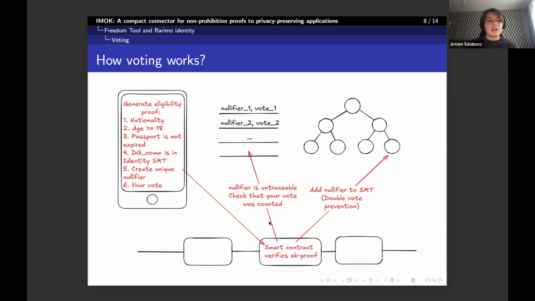Okay. Then that the passport is not expired, and the DG commitment is in the identity sparse Merkle tree, and we create a unique nullifier and our vote and send it to the blockchain, and then we add our nullifier and vote to the list, so we can check that our vote was counted, and the nullifier gives us an opportunity to prevent double voting.